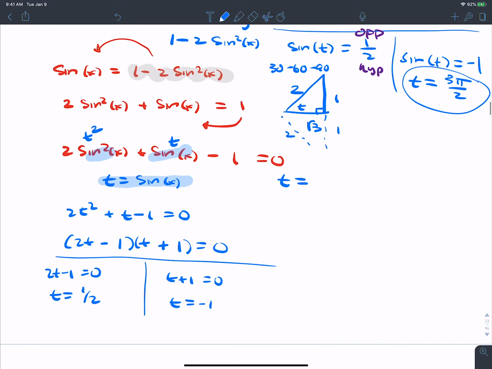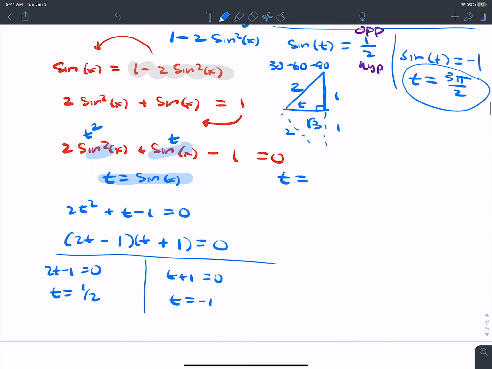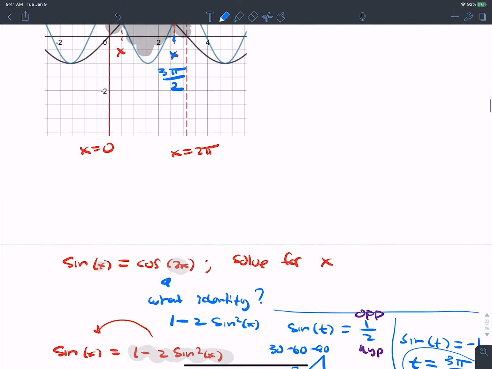So what does that mean about t? Is t 60 degrees or is t 30 degrees? 30 degrees. Is that right? So how do we write 30 degrees? Pi over what? 6. Ladies and gentlemen, there you go.